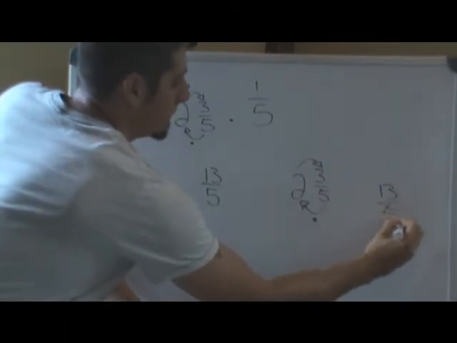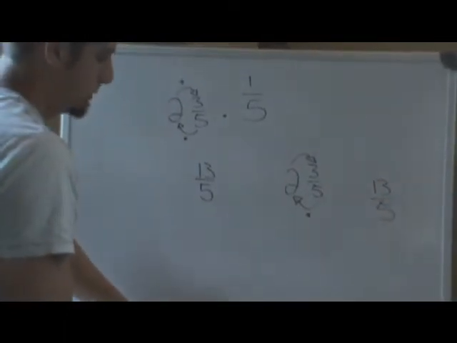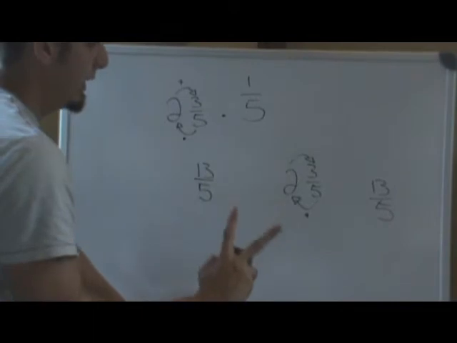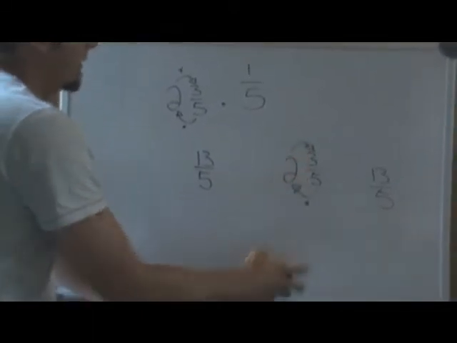And 5 still represents our whole. So that's why 5 is still on the denominator. 5 still represents one whole. Because 5 goes into 13 2 whole times, and there are 3 out of 5 left over.